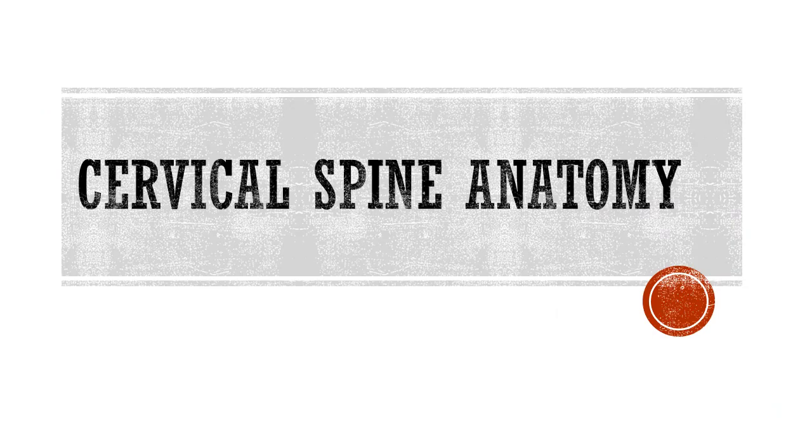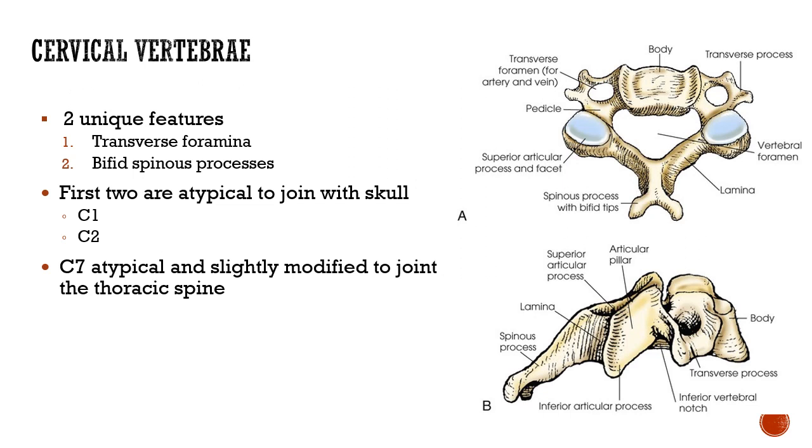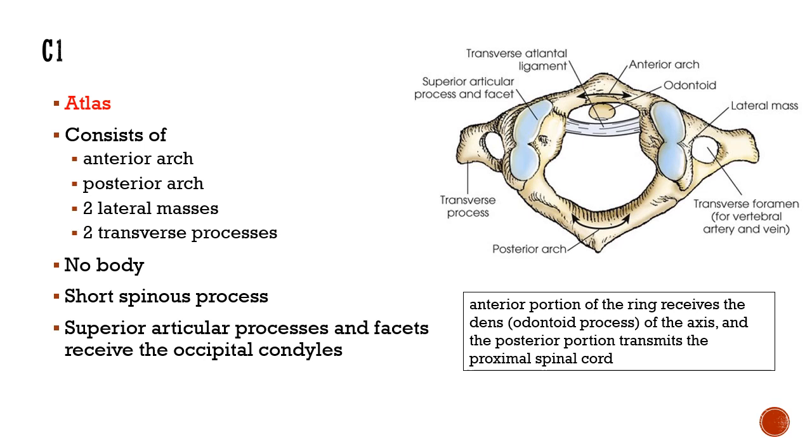So, cervical spine anatomy. There are 2 unique features of the cervical vertebra. First of all, they have transverse foramina. That's unique compared to all other vertebra. And secondly, they have a bifid tip for their spinous process. C1 and C2 are atypical to join with the skull, and C7 is atypical and slightly modified to join the thoracic spine. So C1 is called the atlas.